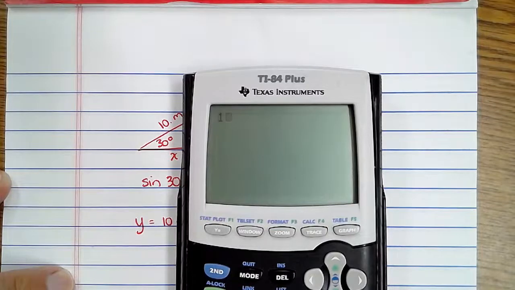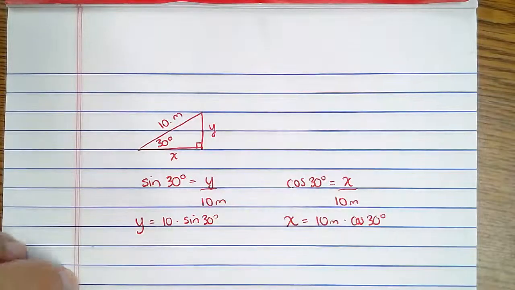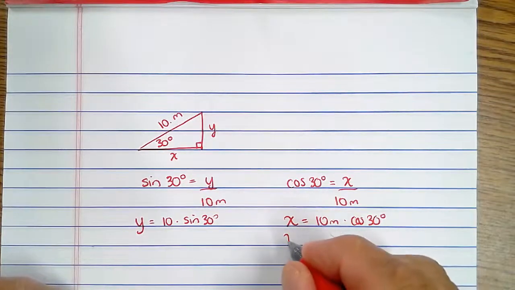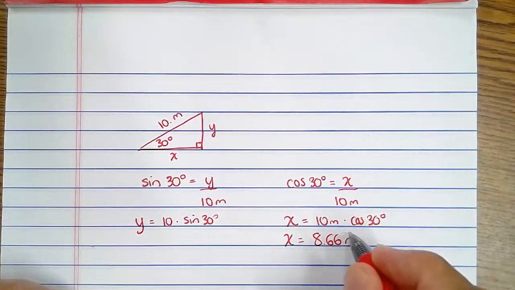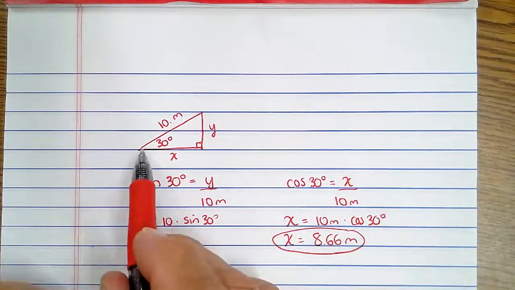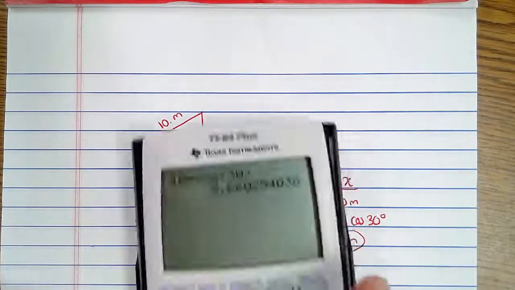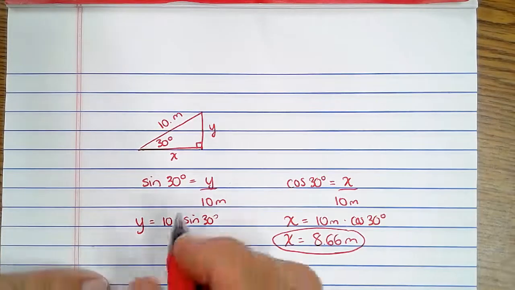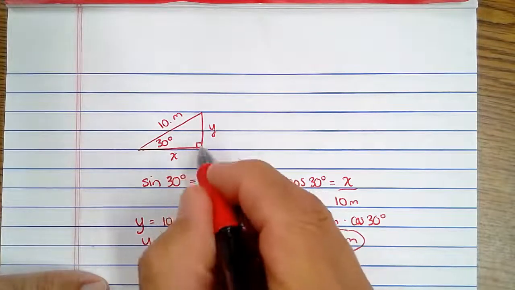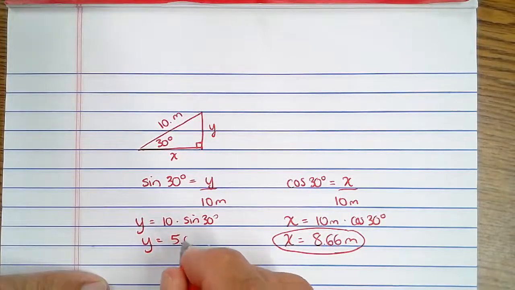So I could take 10 times the cosine of 30 degrees, and that is 8.66. So what I found is that x equals 8.66 meters. That is the length of this side of the triangle. Similarly, I could put in 10 times the sine of 30, and that would be 5. And so I know that y, this side of the triangle, is 5 meters.